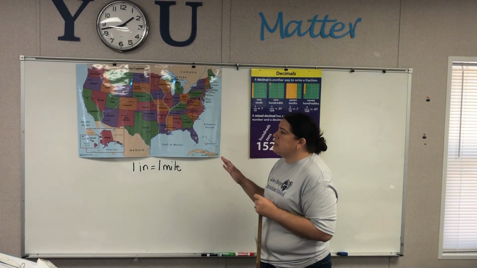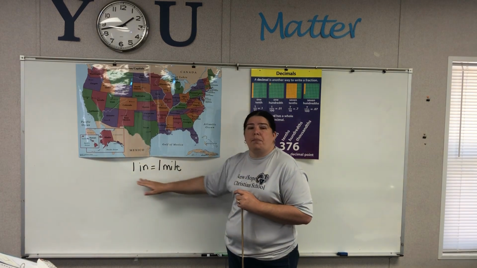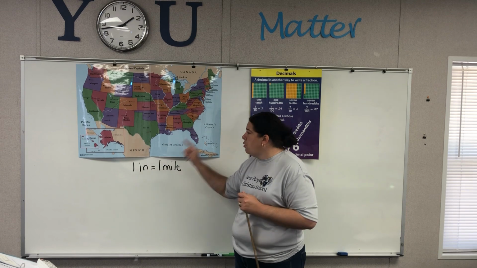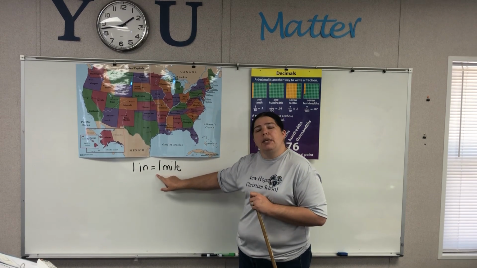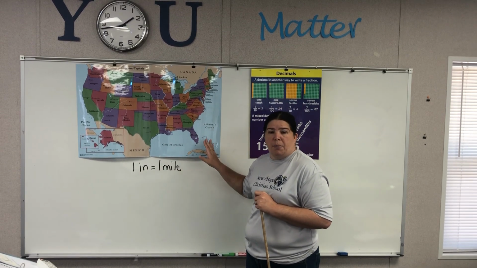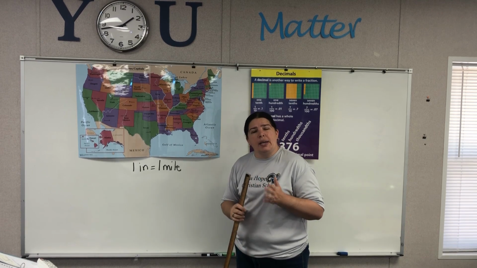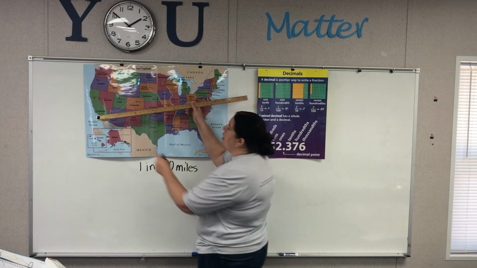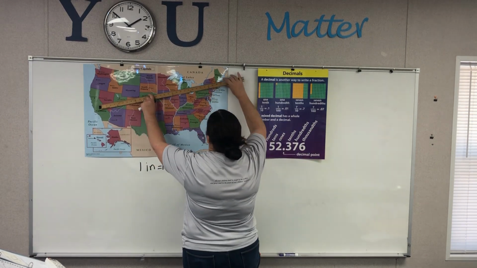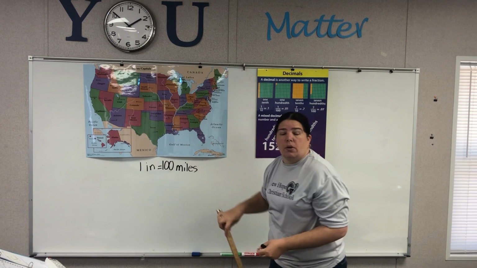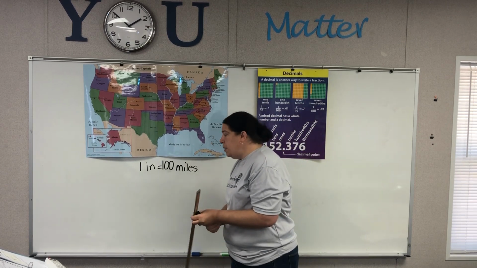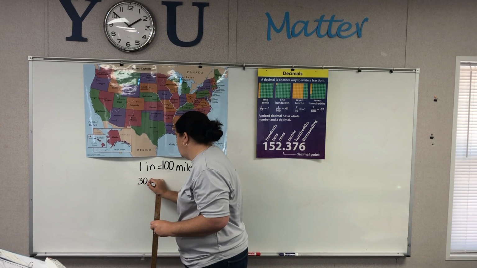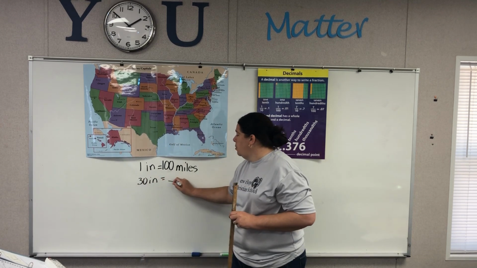So we think about scales as a comparison, okay? If you compare 1 inch, if I draw 1 inch, that would equal to 1 mile on this map. And you know what? It is quite accurate. So if we measured our map from California to Maine, we get about 30 inches, okay? 30 inches. So if we put here 30 inches equals how many miles?